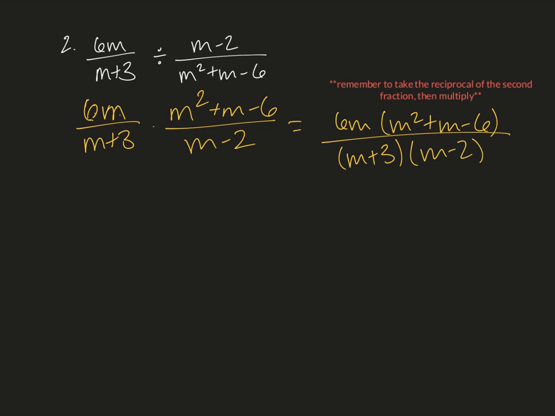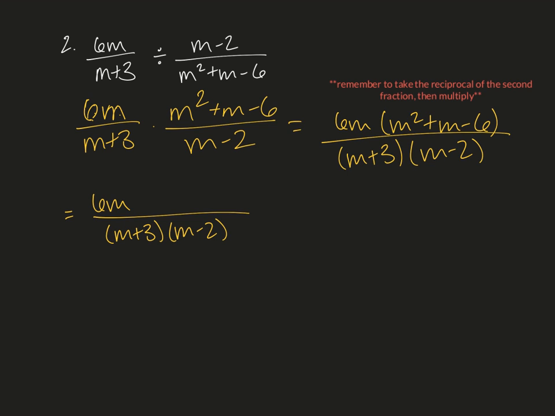Next step was to factor. So I'm going to have to factor anything I can. If I look at the denominator, that's already factored. There's nothing else I can pull out. There's no GCF, and there are already two binomials. On the top, the 6m is just going to stay a 6m. And then m squared plus m minus 6.